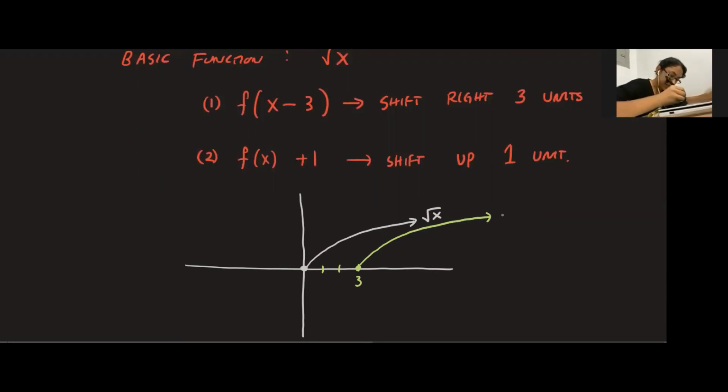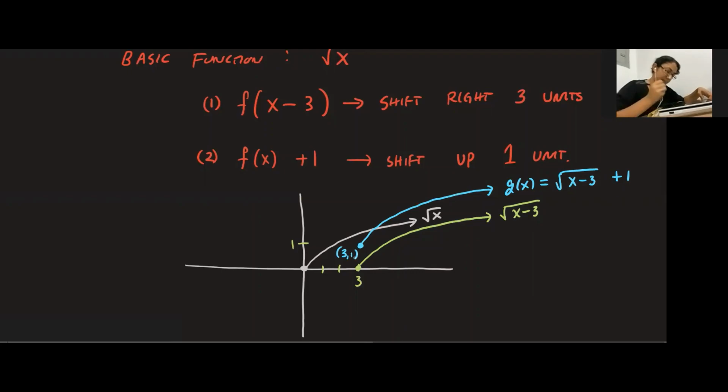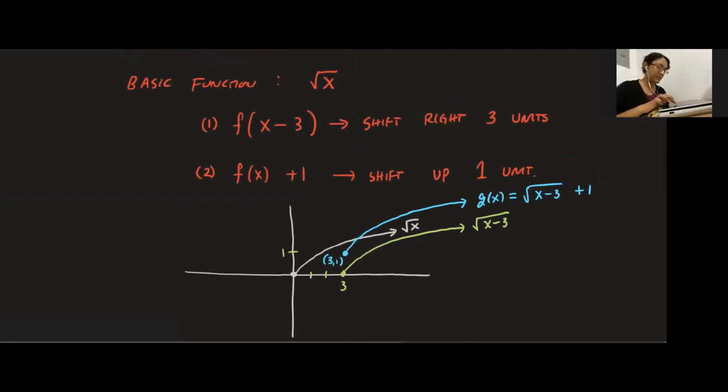So this is the graph of the square root of x minus 3. And then from here, we're going to go up 1 unit. So that will be our final sketch. So we have 3, 1, and again, make the same shape. So that is our function g of x, which is equal to the square root of x minus 3 plus 1. And this point is 3, 1. So there you have it. We are able to graph this function by using transformations.